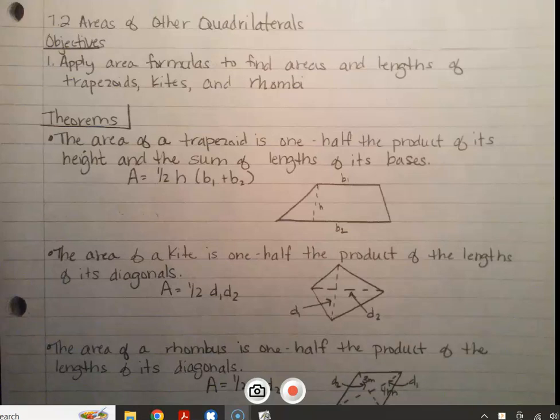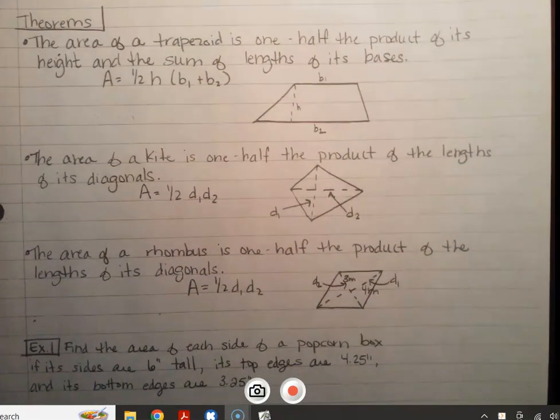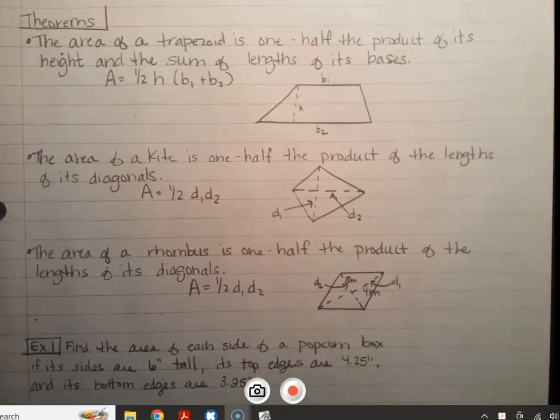All right, for geometry today, we're doing 7.2, areas of other quadrilaterals. So we kind of just have one objective today, and that is to apply the area formulas to find the areas and lengths of trapezoids, kites, and rhombi. Okay, so a little bit different. So we're going to start with three theorems and go through those because they're the theorems with the formulas, and then we'll do some examples.